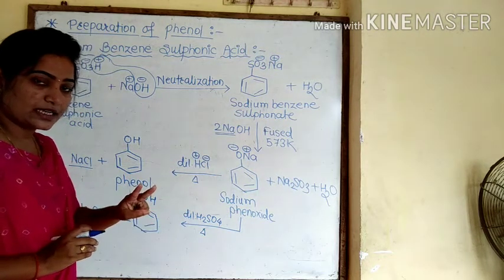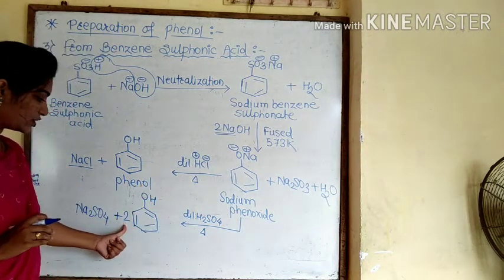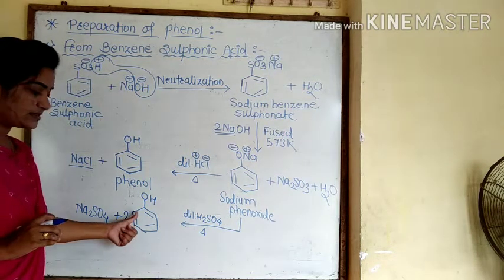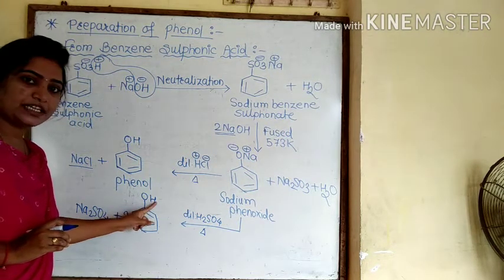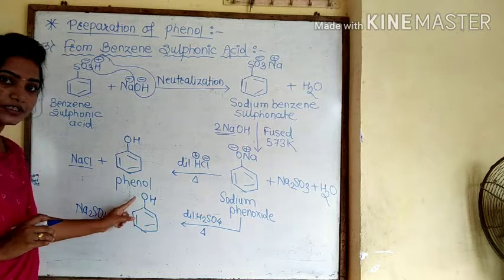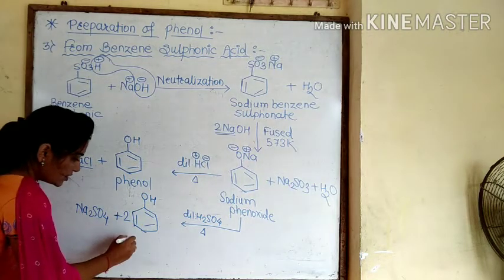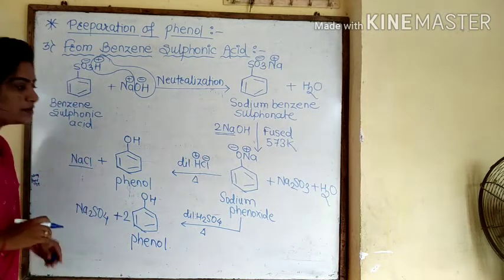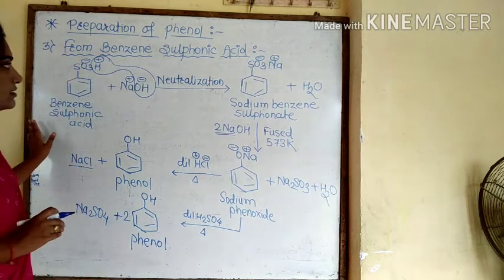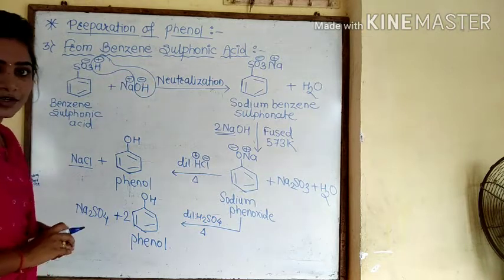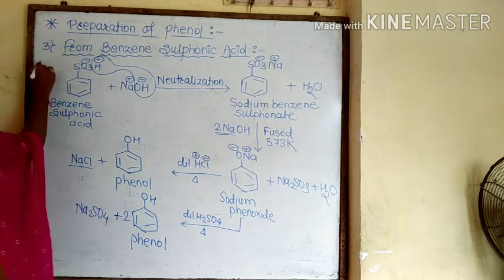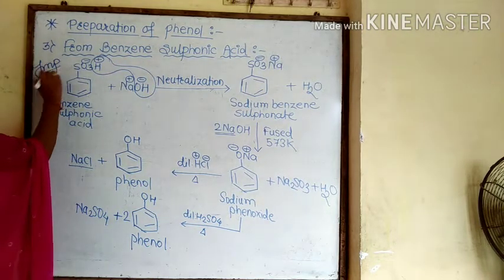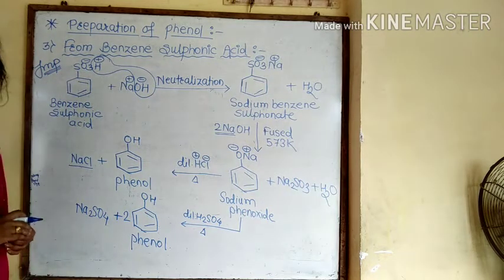2 H positive ions are present. Therefore we get here twice this benzene ring as it is, O negative and H positive. So formation of OH. So here formation of this phenol molecule. So in this way we can prepare phenol by this method, that is from benzene sulfonic acid. It is a very important reaction, asked in the examination for 2 marks.